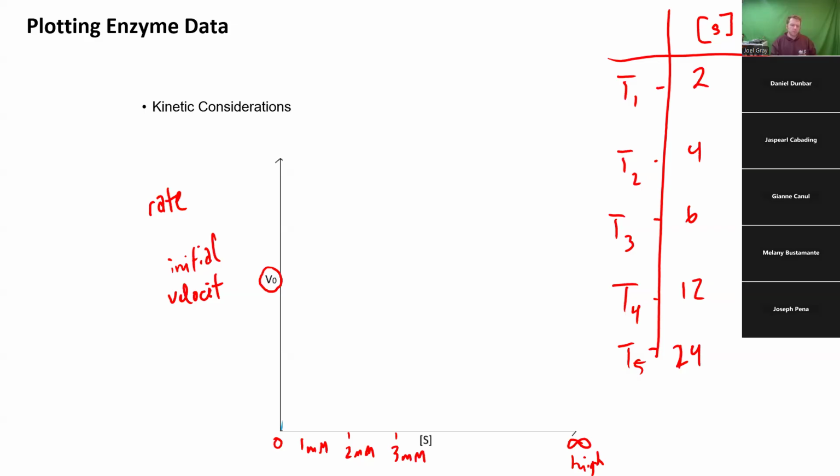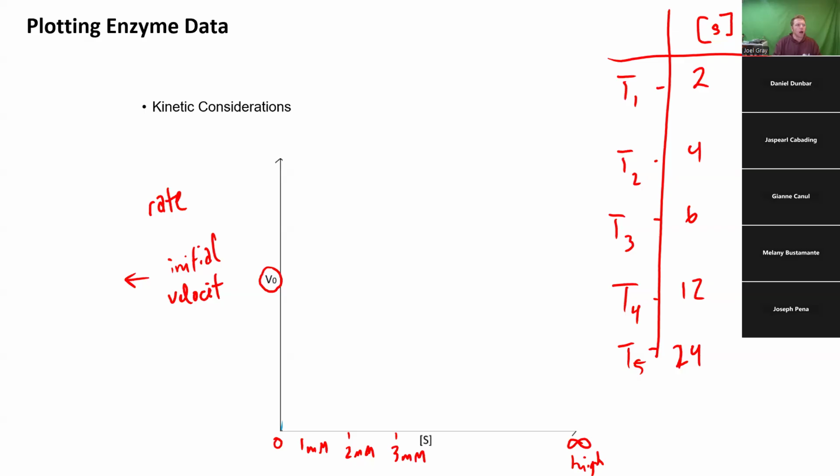Could anyone give me a guess of what units you might use for velocity or for your rate? Molarity per second, moles per second. Awesome, these are great answers. Great job. So let's go with molarity per second.